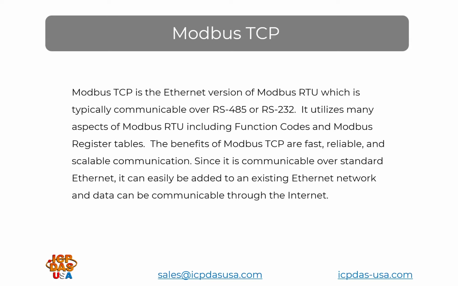Modbus TCP is the Ethernet version of Modbus RTU. It is also open source and is a very popular choice for many PLC and software manufacturers to support connectivity to. The same address structure and function codes are used in Modbus TCP. Because it is Ethernet based, it is much improved over Modbus RTU. It is faster and more easily scalable. Modbus TCP uses standard network equipment and can easily be added to an existing network. Data and control can also be done through the internet.